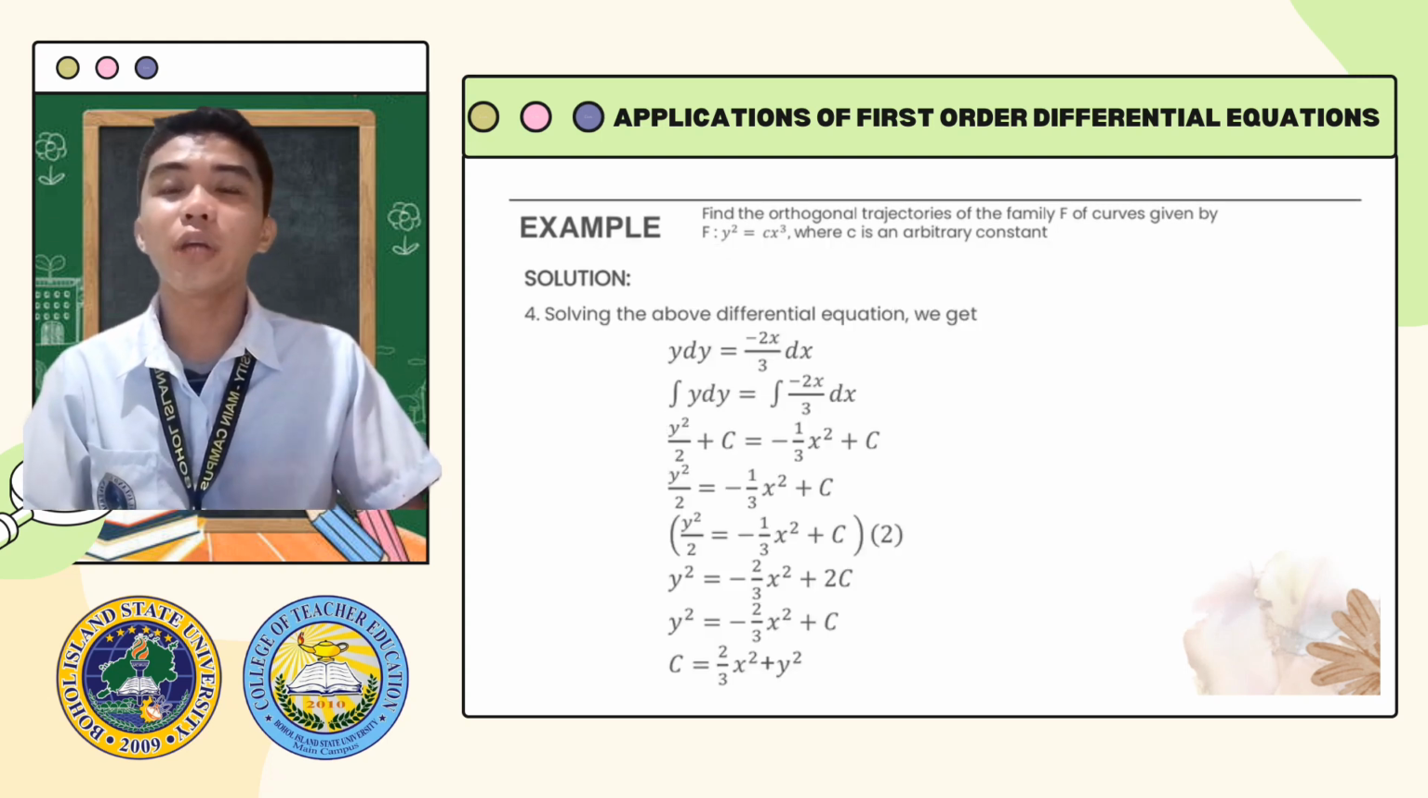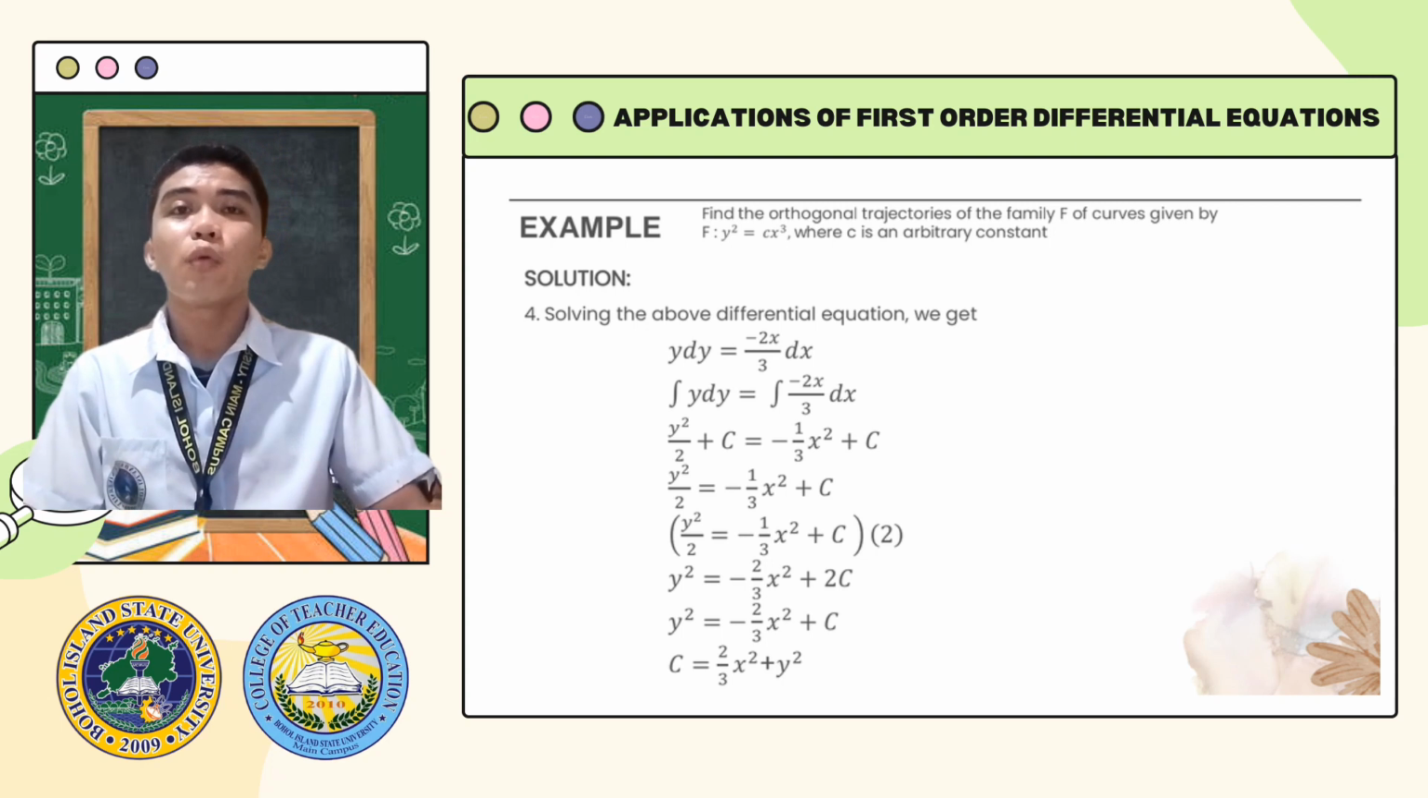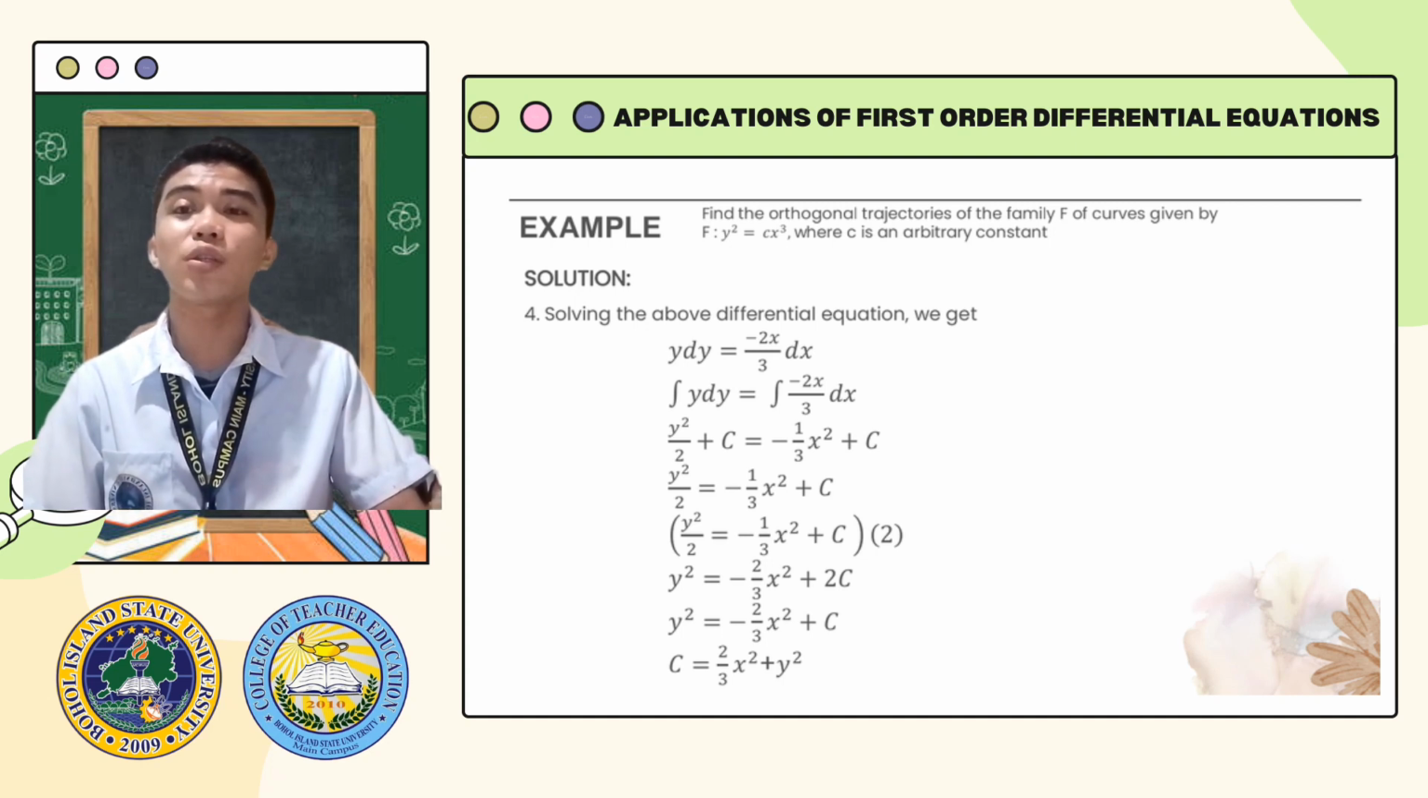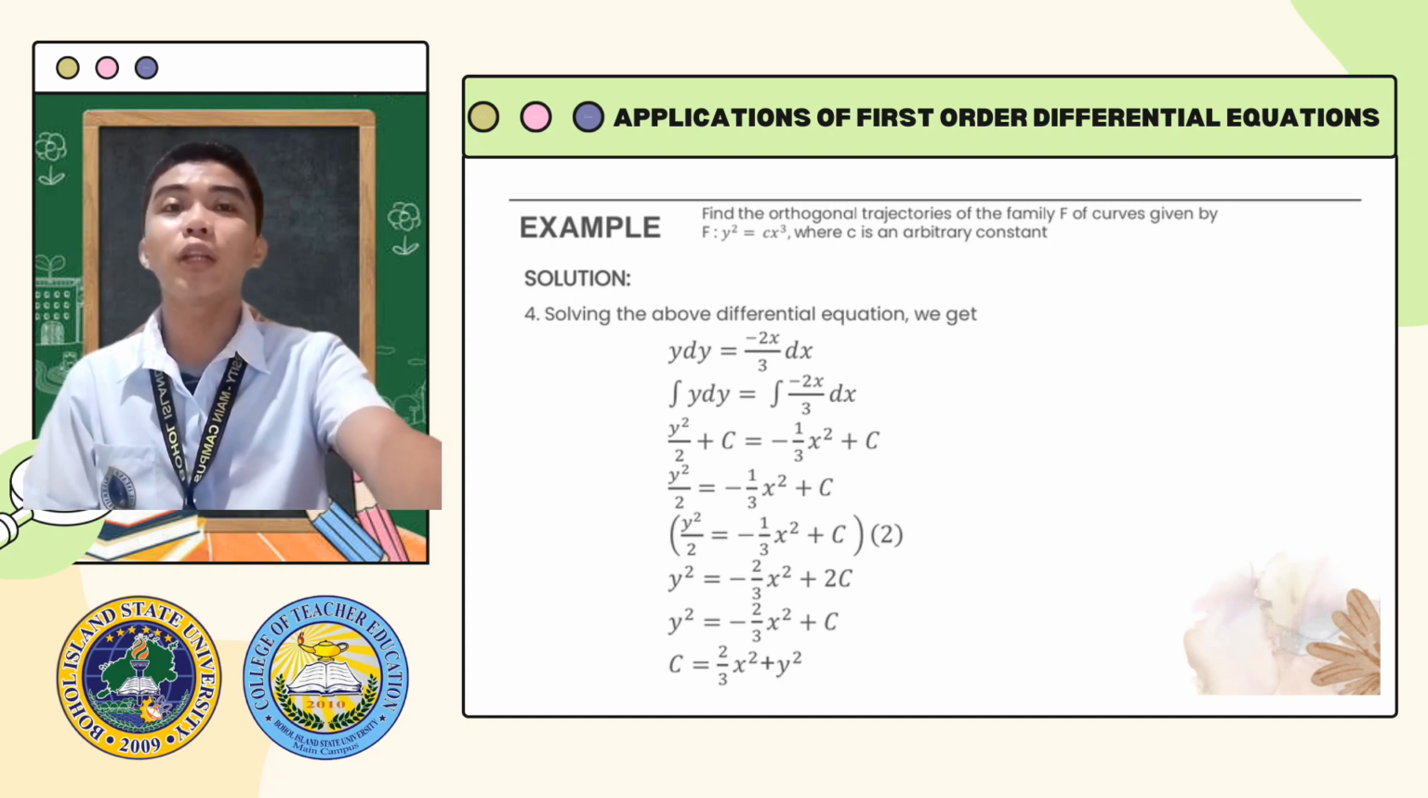We are here now in the last step. We will now solve the above differential equation, which is dy over dx equals negative 2x over 3y.